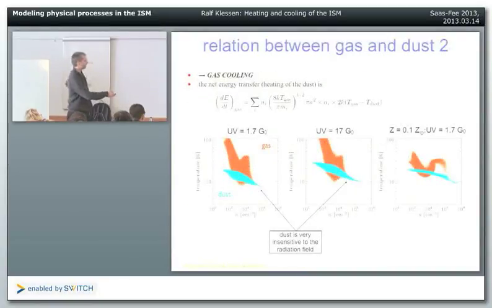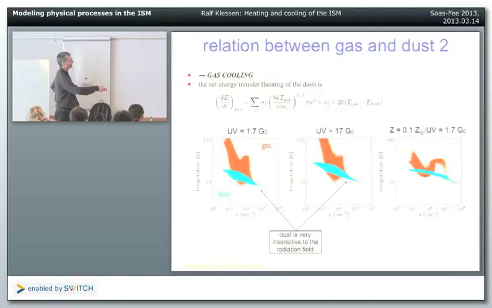So this is the result. A recent paper in preparation by Paul Clark and Simon Glover. This gives, again, density and temperature. This is the dust temperature, the blue thing, and the orange stuff is the gas temperature. And these are three different cases. This is the average interstellar radiation field. Remember, this is 1.7 times the Habing field. This is a 10 times larger radiation field.